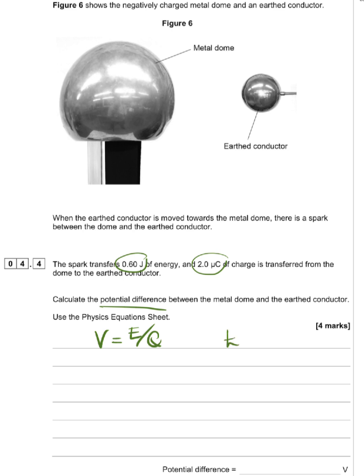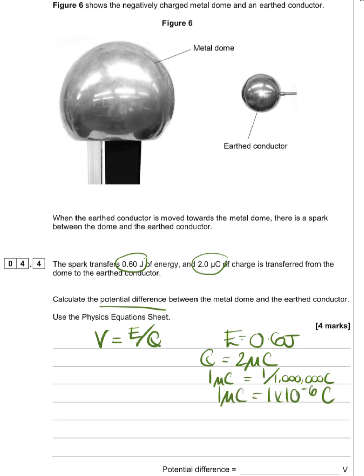Now we can see that our energy is 0.6 joules, but we've also got a charge here of 2 microcoulombs. So once again, you have to spot the prefix here. 1 microcoulomb is equal to 1 millionth of a coulomb. So 1 microcoulomb is equal to 1 times 10 to the minus 6 coulombs. And therefore 2 microcoulombs is equal to 2 times 10 to the minus 6 coulombs.